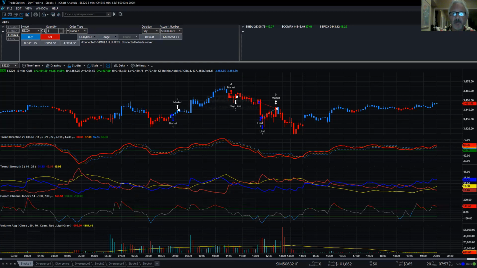So this is a picture of the ES on a 5-minute chart. You know that we use our trend direction, trend strength. This is the commercial channel index, which is sometimes good for timing a trade. But the most important thing is to keep your eye on the charts. And whenever we have some movement like this, where the market is going up and down, this is a trader's type of day. We can trade this.